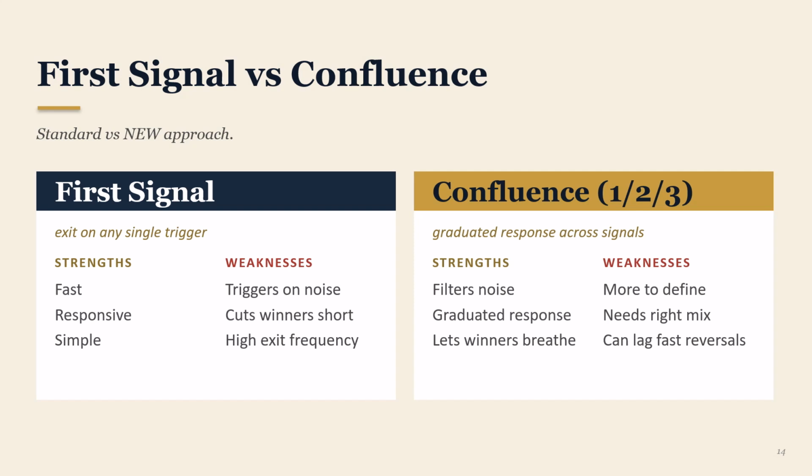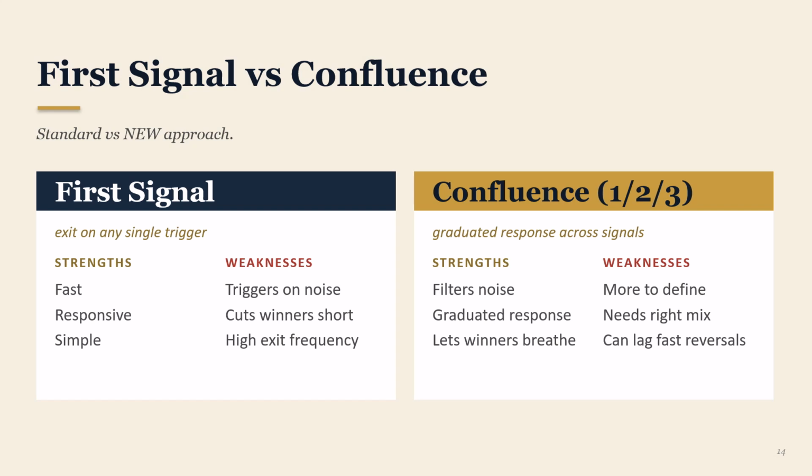Confluence is a graduated response across signals. What this does is it potentially filters the noise that one signal may give. And if that's the case, then it could let winners breathe. It is more to define, it needs the right mix, and of course, it can lag fast reversals.